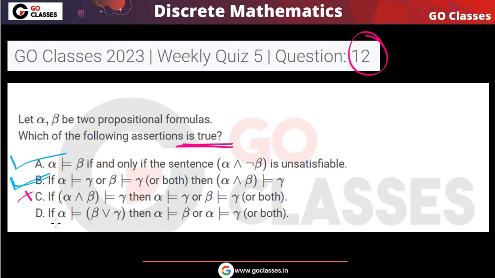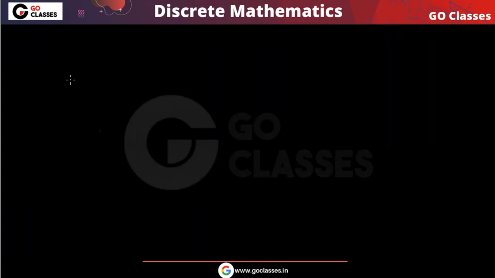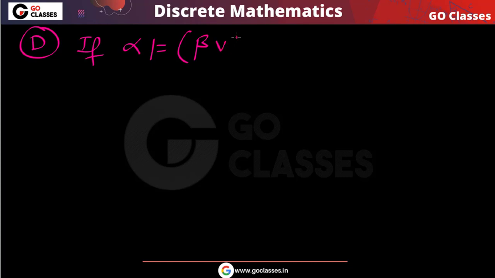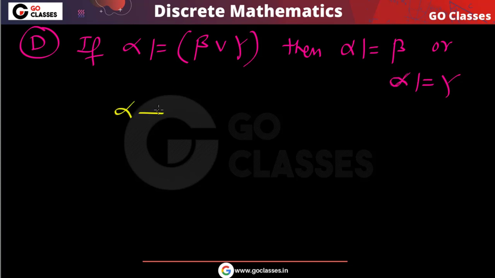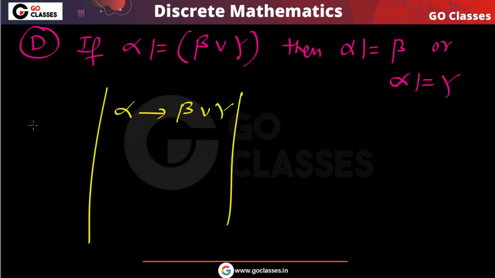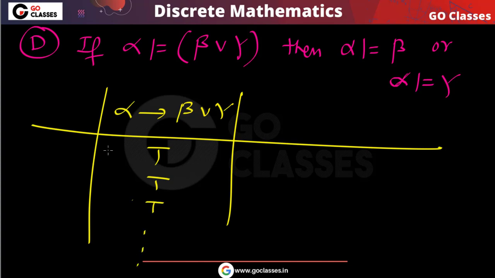And what about option D? If alpha infers beta or gamma, then alpha infers beta or alpha infers gamma. Okay, so you can check this also. Now I hope you can do this. If alpha infers beta or gamma, then alpha infers beta or alpha infers gamma. So this is the question. Again, the same thing I will do. This question is already saying that alpha implies beta or gamma. This is already given to you as a tautology.